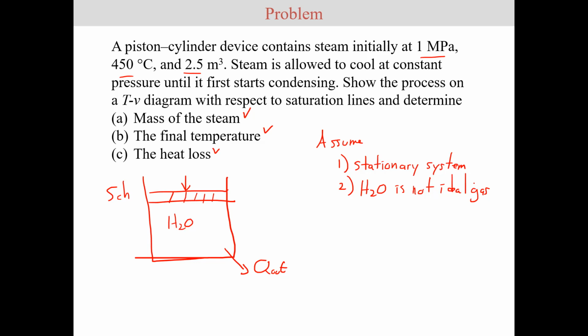But you have to remember that what we're going to do in this class is no matter what state that water or refrigerant is, we're not going to assume them to be an ideal gas. So since we have water, we're going to rely on the tables to define the properties and not assume it to be an ideal gas, even if it's a superheated vapor. Number three, I'm going to assume it to be a constant pressure process. And this is a closed system.